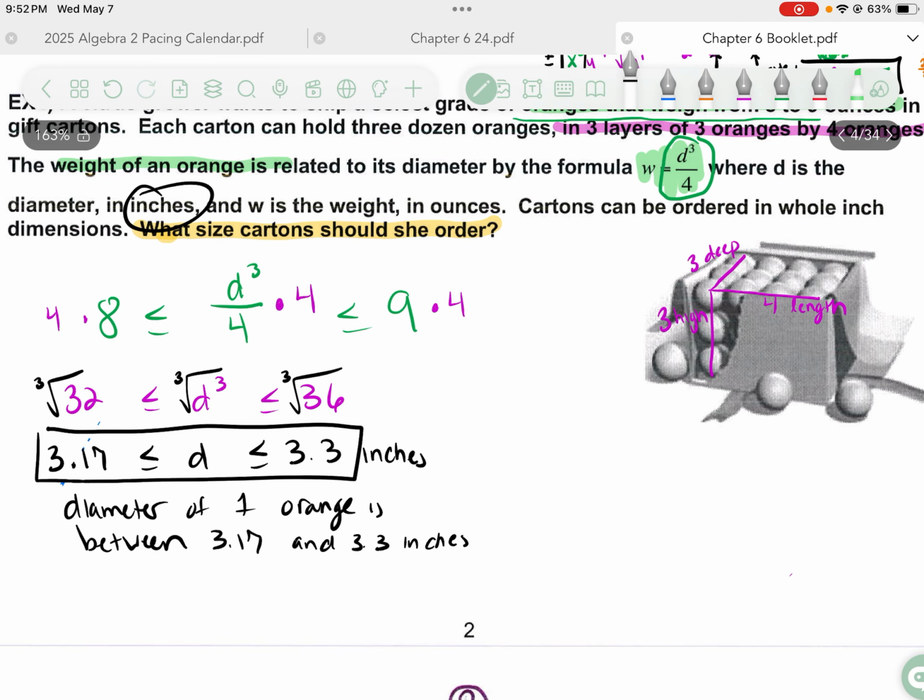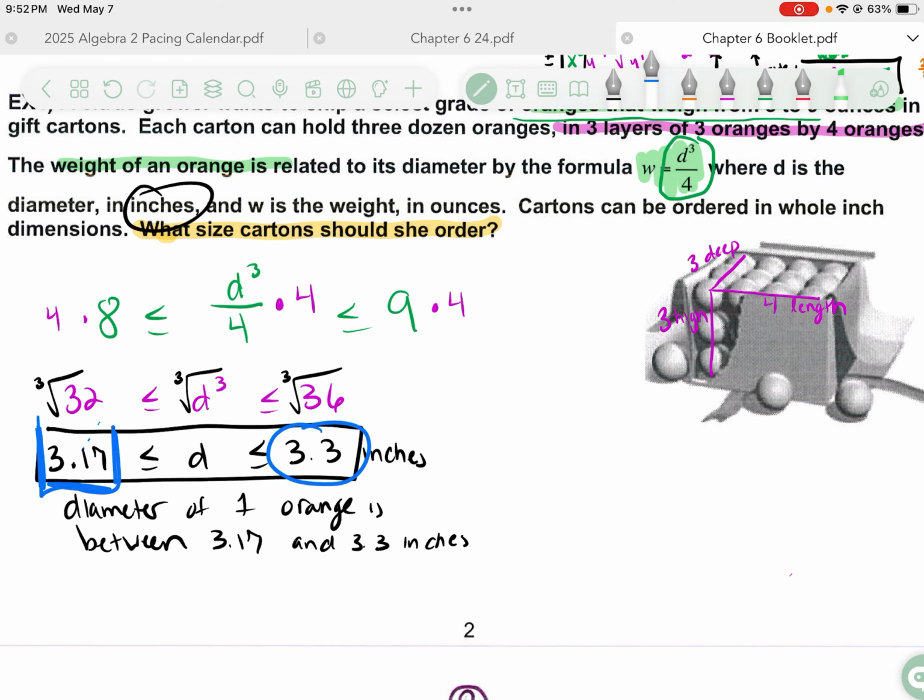So now that we know the diameter of one orange, we can find the diameter of 3 oranges and 4 oranges. Now obviously if you're packing these up in a box, you want to err on the side of caution and go with the bigger measurement, because if you go with the smaller one, then there's a chance all the oranges wouldn't fit. So we're just going to go ahead and assume each orange has a diameter of 3.3 inches.